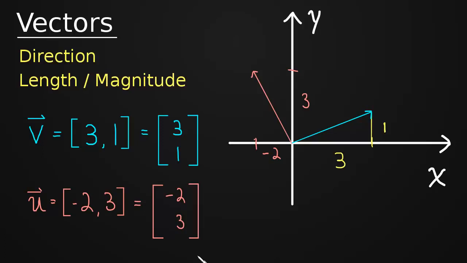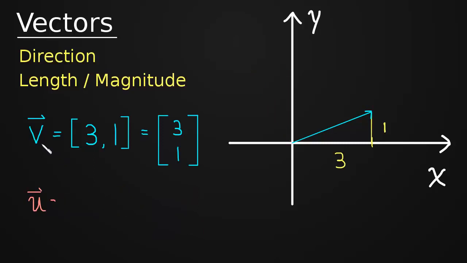Okay, so we have that down, but what about direction and length? Does this capture direction and length? Using just two components, how does that tell us direction and length? Well, it tells us direction because this is the vector that moves over 3 in x and up 1 in y. That's its direction, over 3, up 1. It points in that direction.